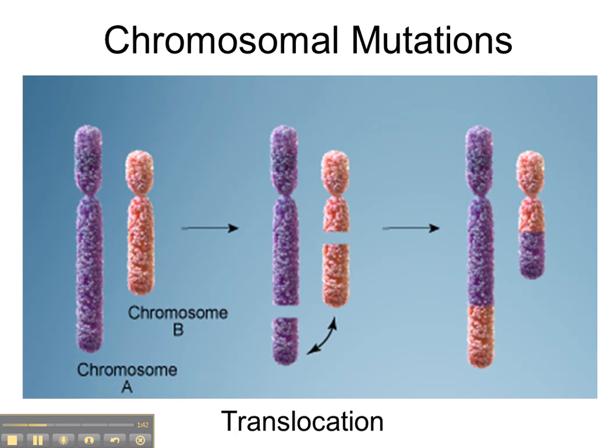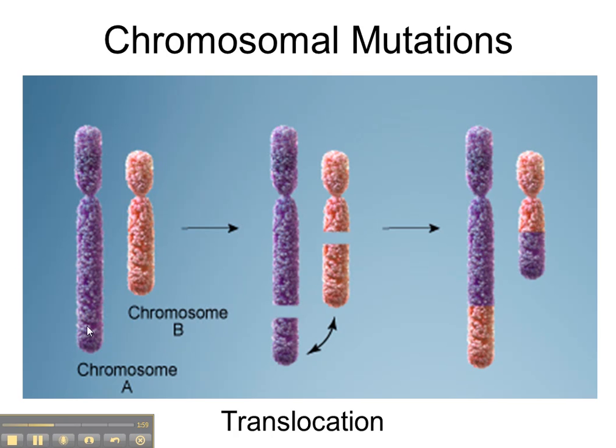Our final mutation is a translocation, and this is different from the other 3 mutations in that we're dealing with 2 different chromosomes. Chromosome A is from one homologous pair, and chromosome B is from an entirely different homologous pair. And you can tell that because these are of different sizes.